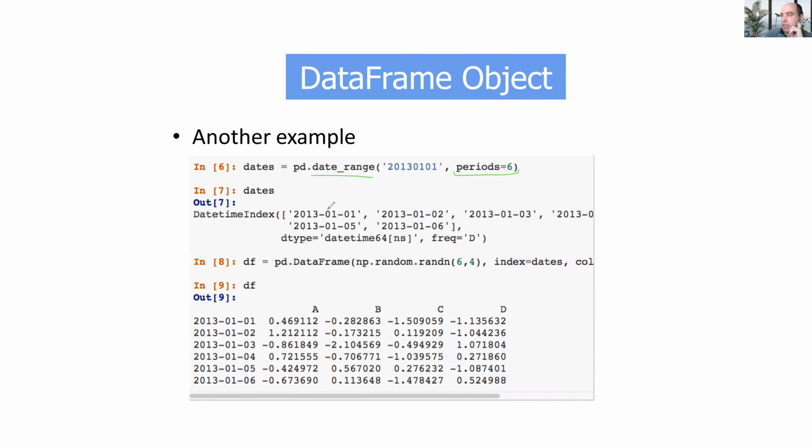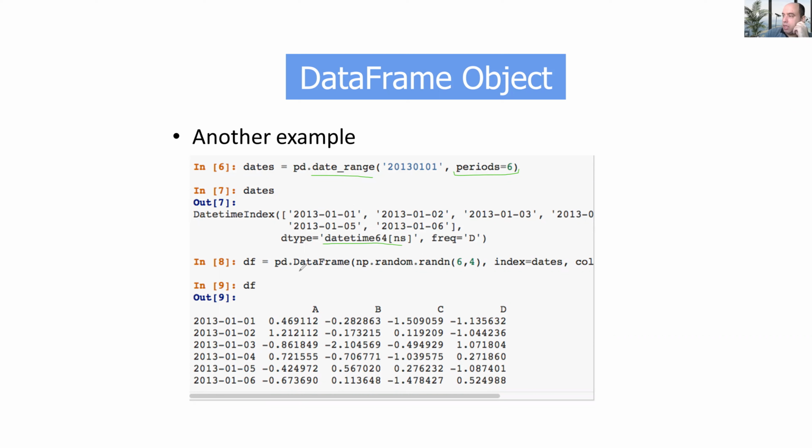Okay, so this will give us basically 6 days. So January 1st, 2nd, 3rd, 4th. This is the American system. Okay, 4th, 5th, and 6th of January 2013. And the data type will be datetime64.